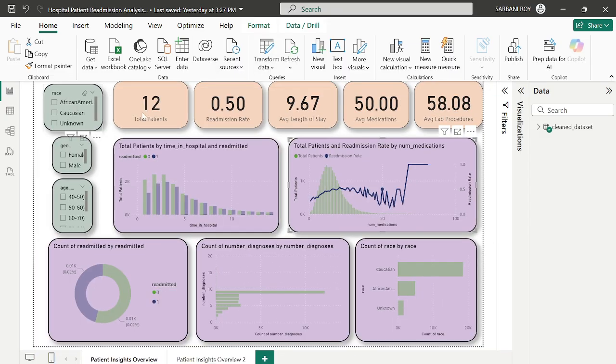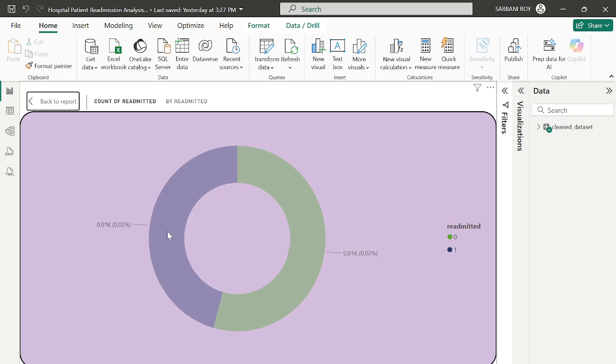This chart strongly suggests that high medication load is a major predictor of readmission. Now coming to the next chart, that is the donut chart. The donut chart uses green and blue. Green is for the non-readmitted patients and blue is for the readmitted patients. This helps the viewers to instantly distinguish between the outcomes.